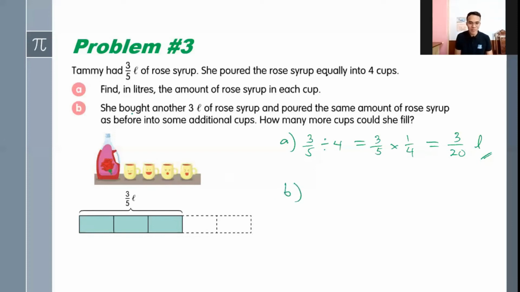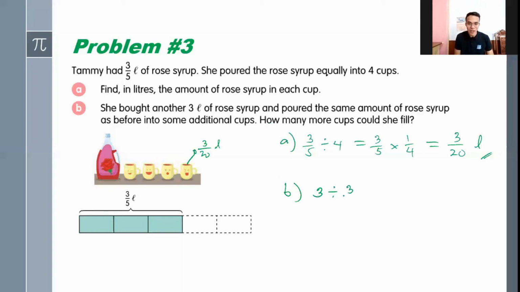Letter B: she bought another 3 liters of rose syrup and poured the same amount of rose syrup as before in some additional cups. Remember that 1 cup has 3/20 liters of rose syrup. So the question here is, how many more cups could she fill? How many 3/20 liters of rose syrup are there in 3 liters? So the operation that we are going to use is division.